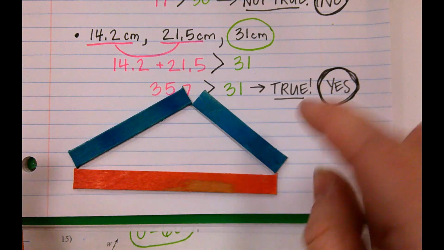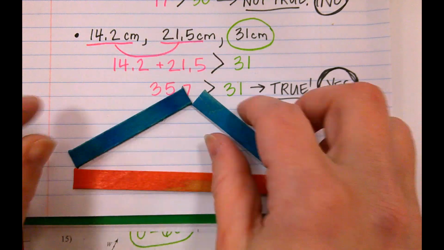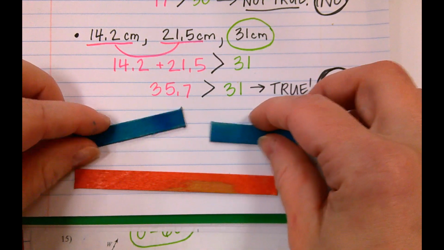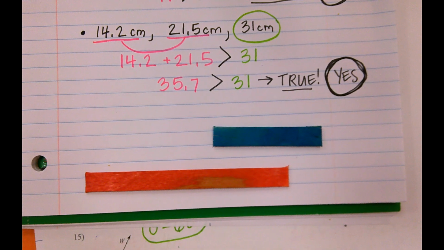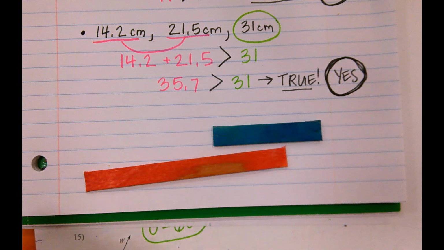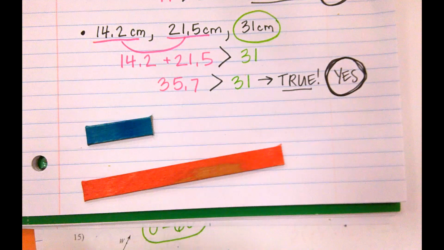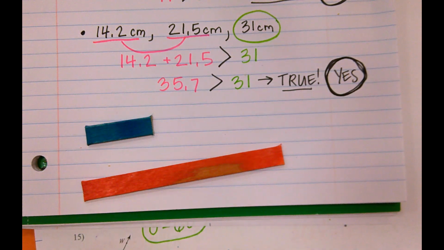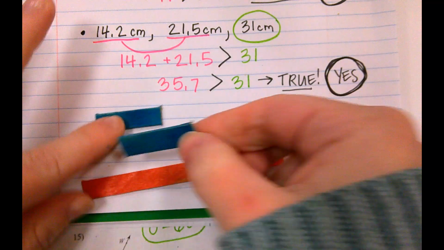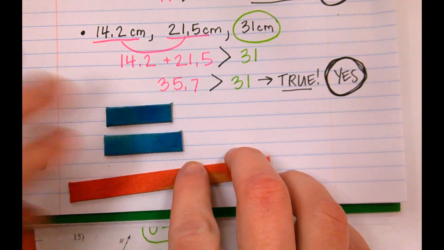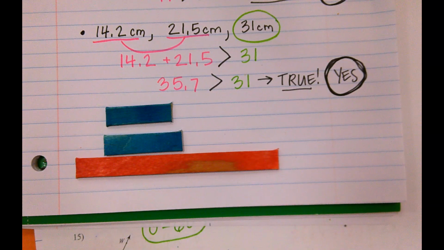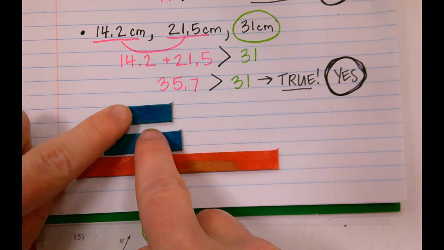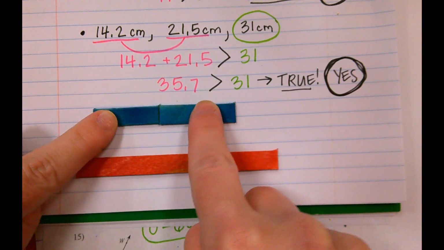Now let me show you what happens when this is not true, when it's not bigger than the biggest side. What if these were my 3 side lengths? Red is still the biggest one, so I'm going to add the 2 smaller ones together.